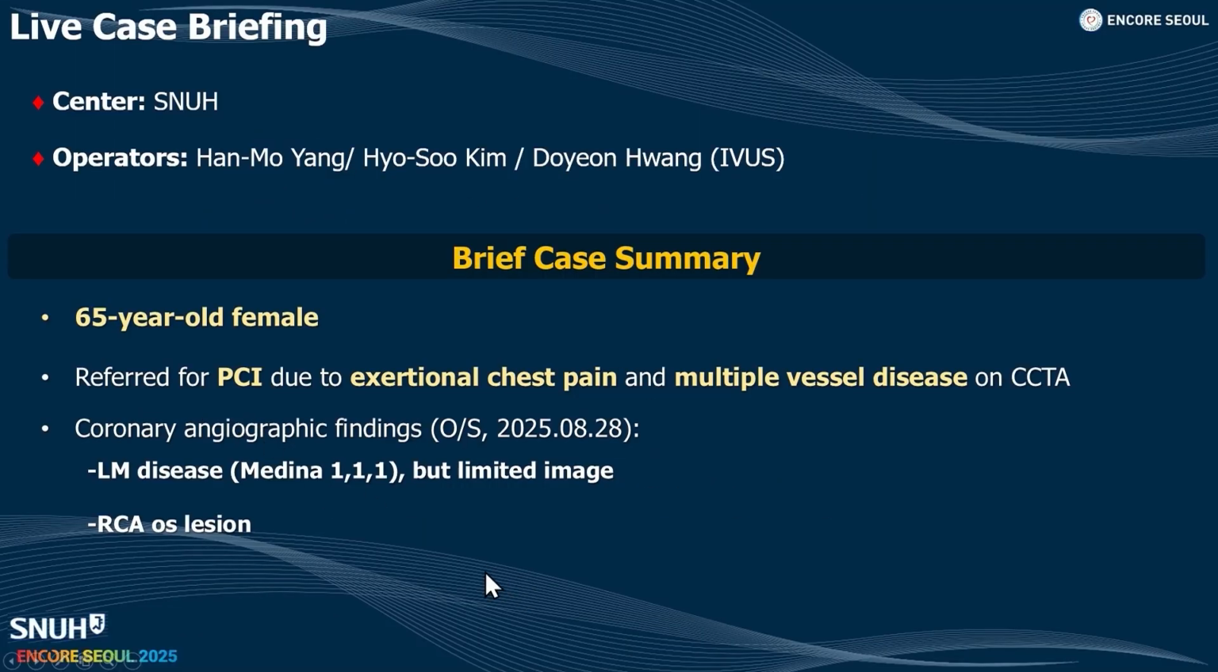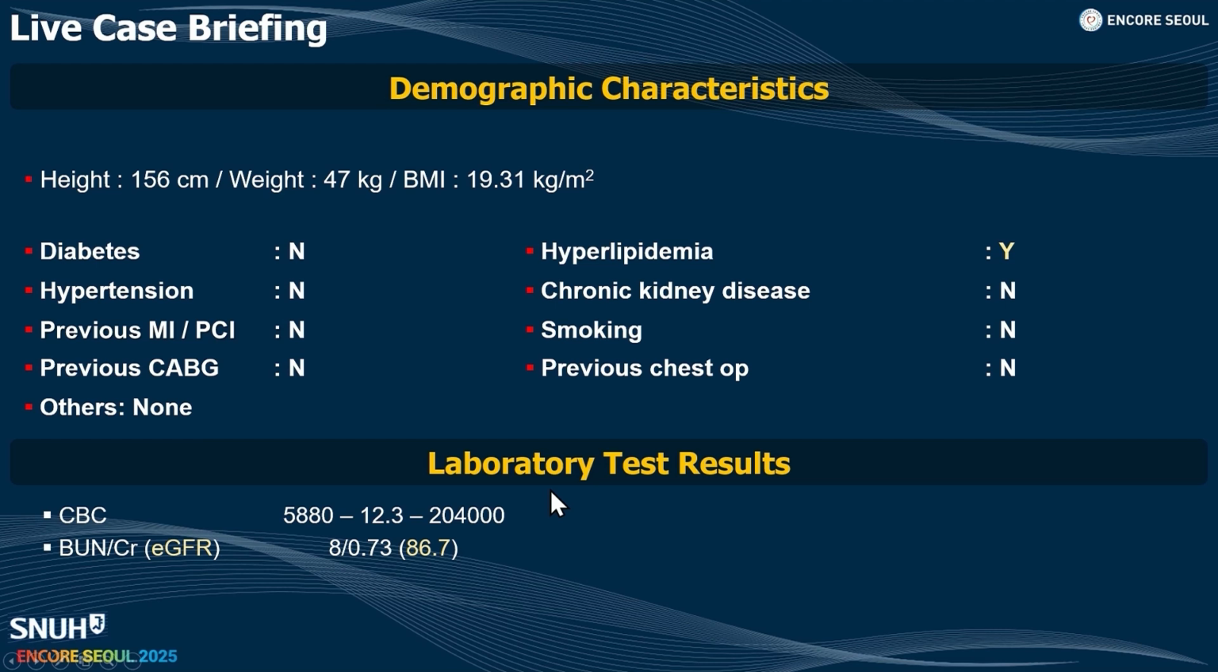Okay, let me introduce our today's case. A 65-year-old woman presented to our outside hospital with exertional chest pain. She was admitted and underwent coronary angiography, which suggested a lesion at RCA ostium and possible left main bifurcation lesion. However, the coronary arteries in the images were very overlapped, making the interpretation very difficult. Okay, next slide, please. Her risk factor is dyslipidemia, and the CBC and renal function tests were within normal limits.